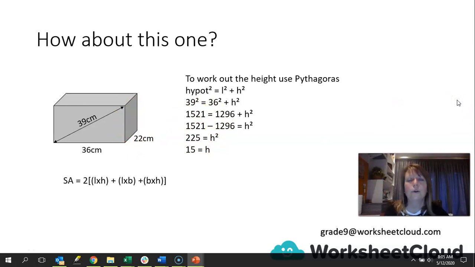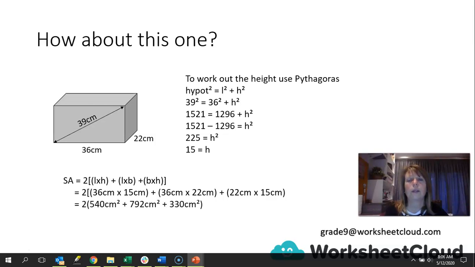Okay, so we're going to put it back into our formula, and it's going to be 36 centimeters times 15, 36 centimeters times 22 centimeters, and 22 centimeters times 15. And once you've got all of that, you're going to double it. Right, so we get 540 centimeters squared, 792 centimeters squared, and 330 centimeters squared.